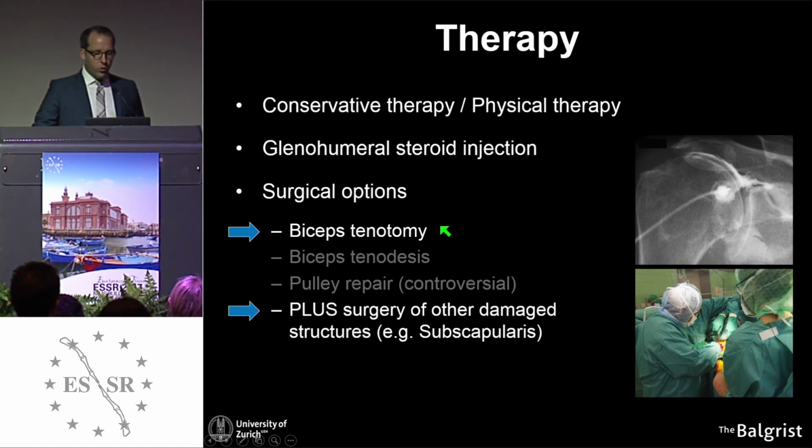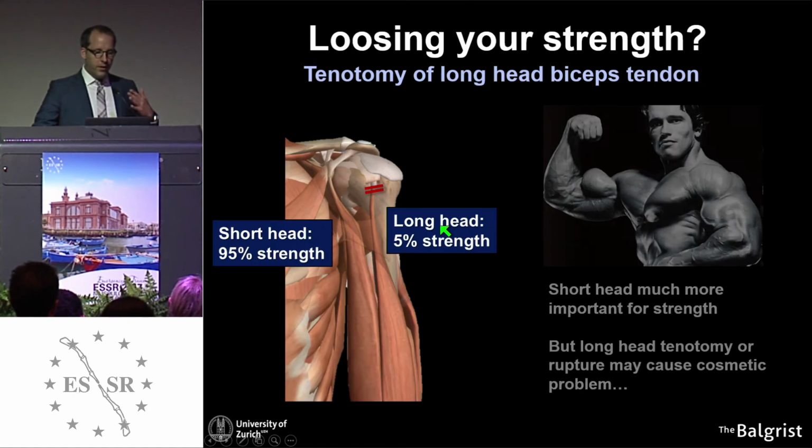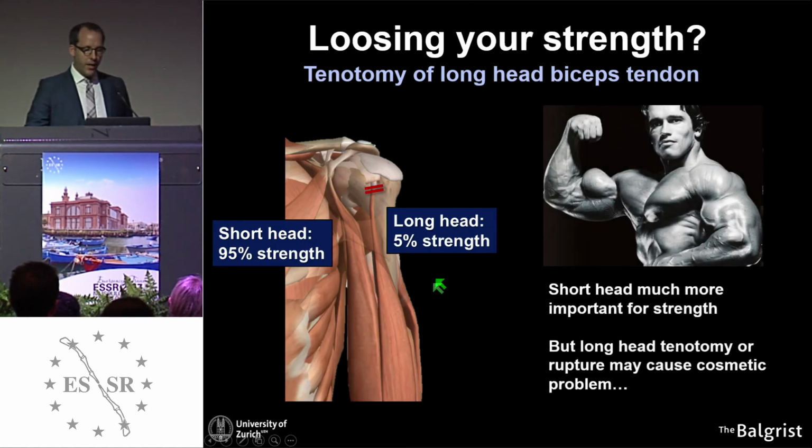And just a short note on the biceps tenotomy. What happens if you cut the biceps? As an athlete, are you losing your strength without your long head of the biceps tendon? And luckily, in these patients, the short head of the biceps tendon is able to compensate for that, and it has 95% left of the total strength. So for most of us, 95% would be fine, and also for a lot of athletes, that's enough.